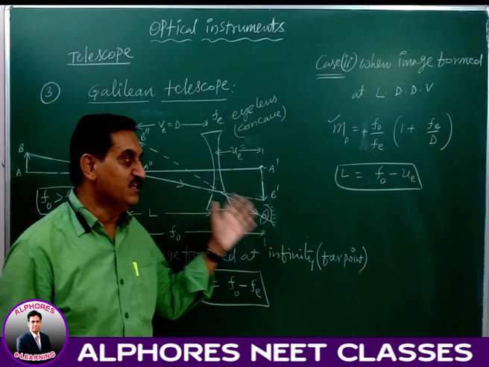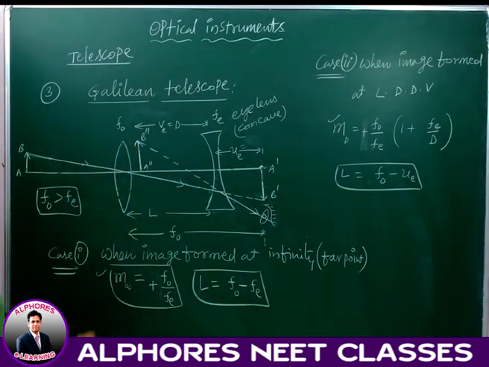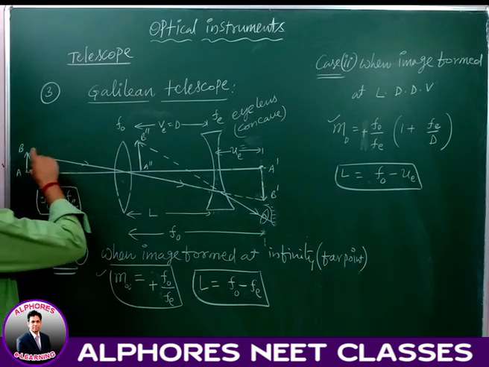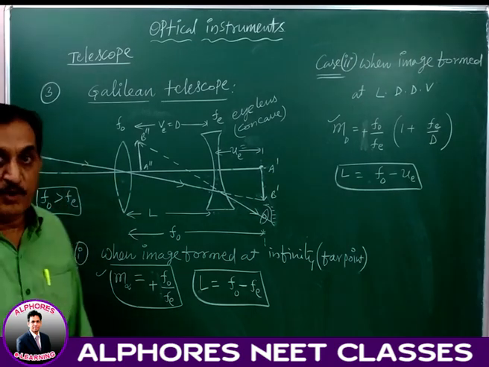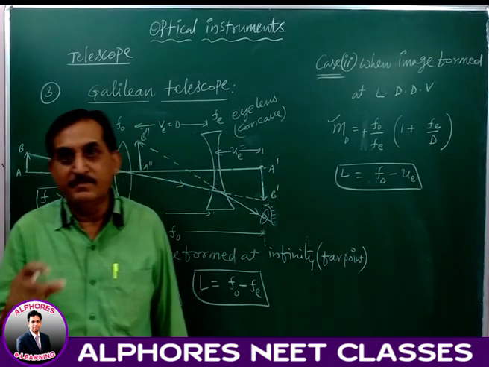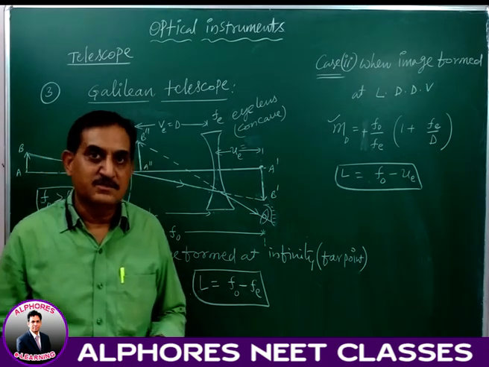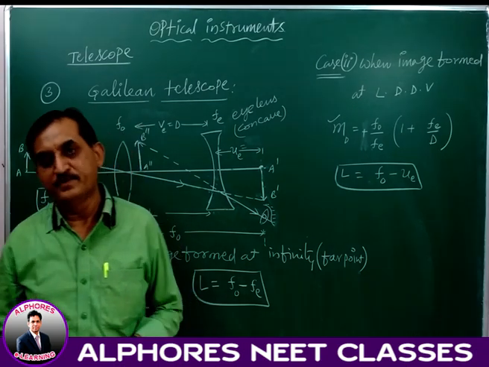So this is the Galilean telescope, a terrestrial telescope, and here also the final image is erect compared to the object. So there is no problem while observing the image because it is not inverted. Therefore this is one of the best telescopes, the Galilean telescope.